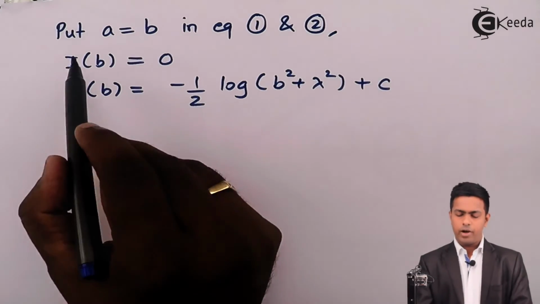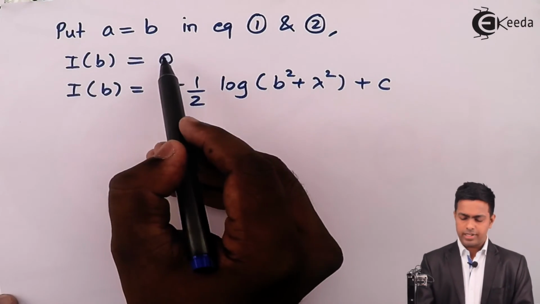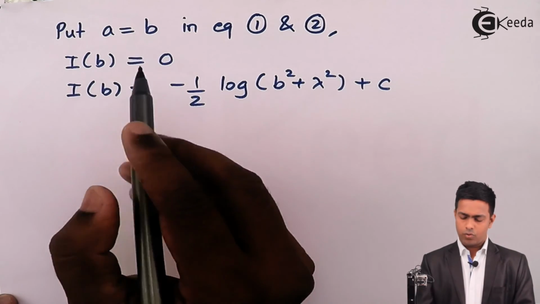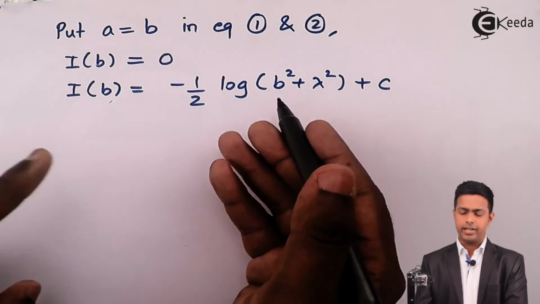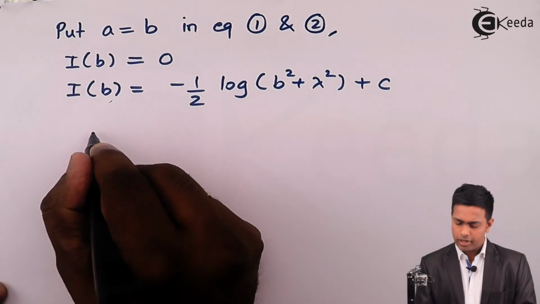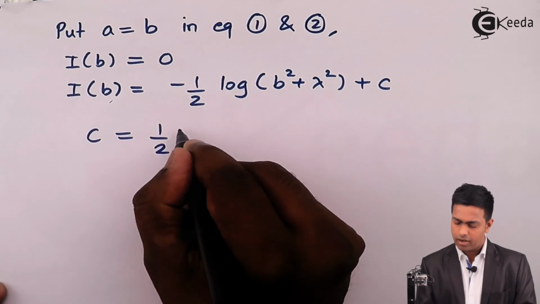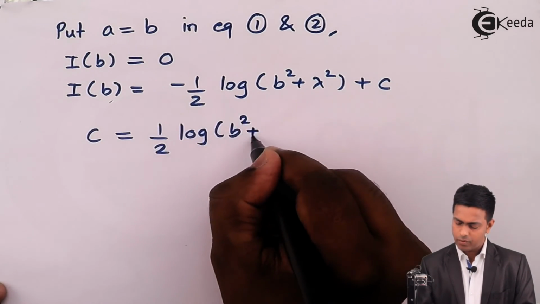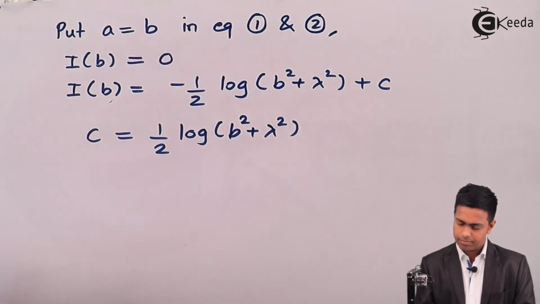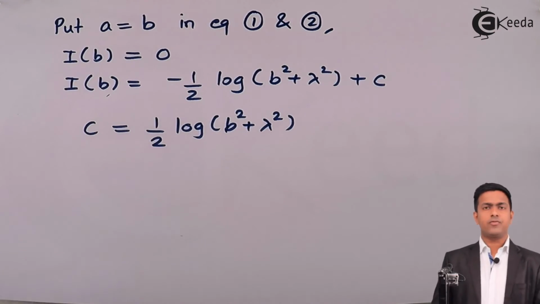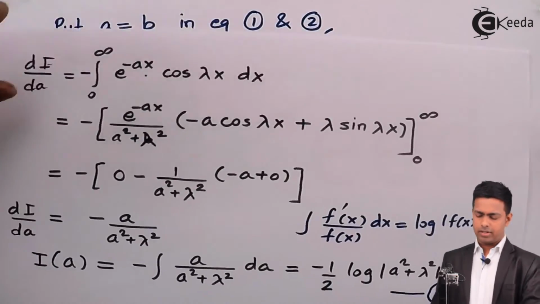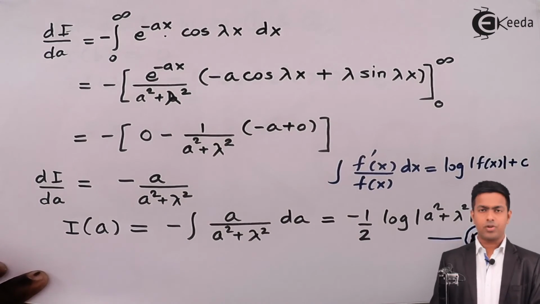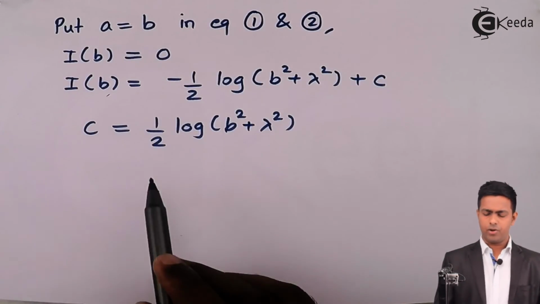Now guys, from 1 we got I of b as 0, so we'll put this value 0 over here. So we'll get 0 equals to minus half log of b square plus lambda square plus c. We'll send it to the left hand side, so we will get the value of c as positive half log of b square plus lambda square. Now we will put this value of c in equation 2 again to get the final value of the integral. So this is equation number 2, and here at c I'll put this value of c.